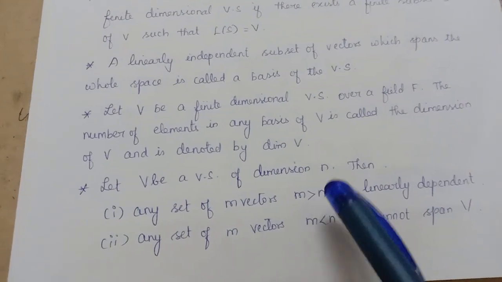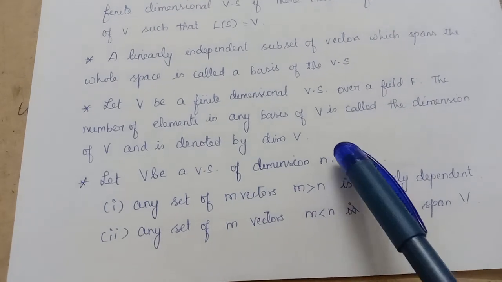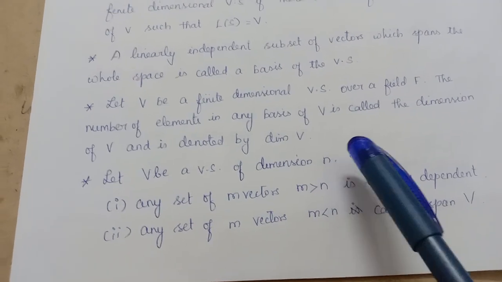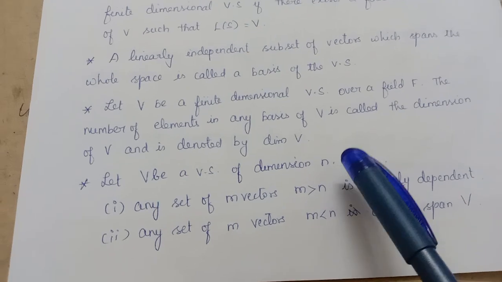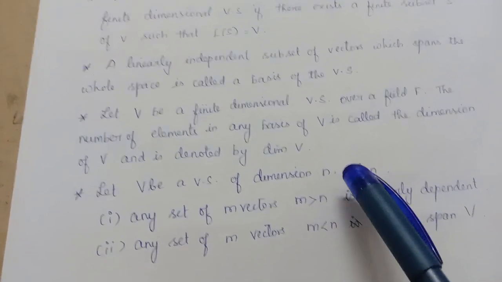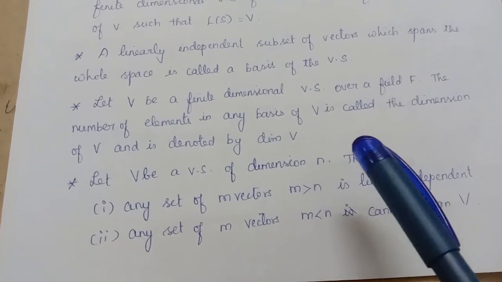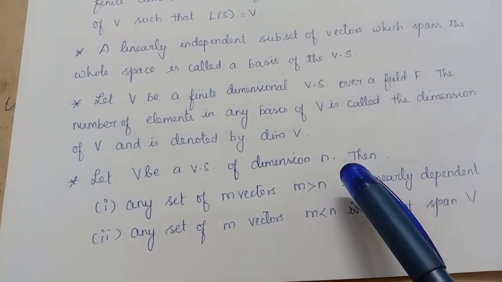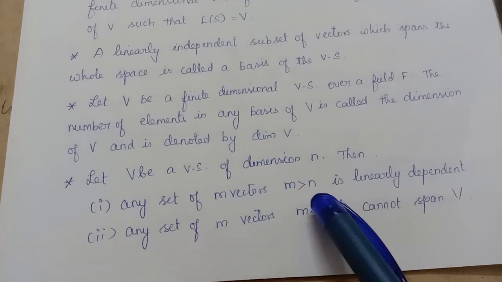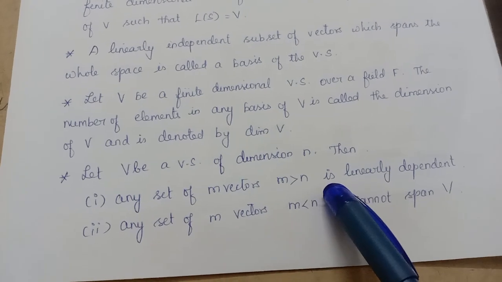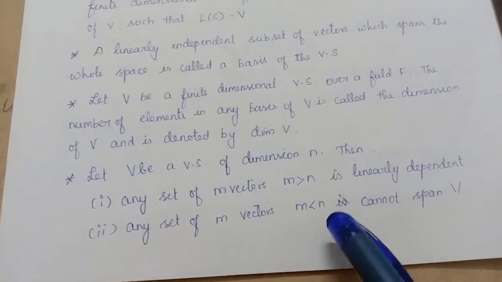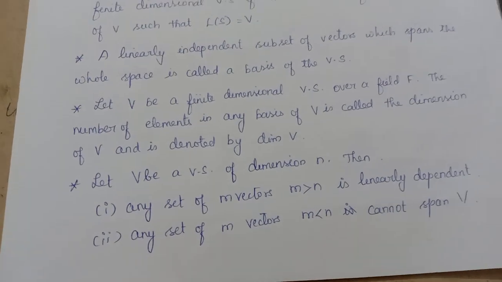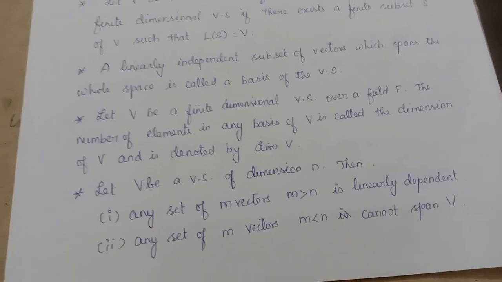That means with the basis, there are n elements. If you have even one element extra, it will become linearly dependent. If you drop at least one of the elements, it will not span. So we call the basis a maximal linearly independent set and a minimal generating set.